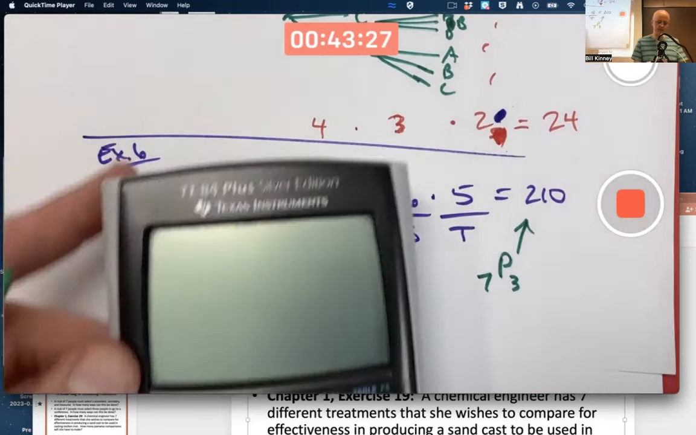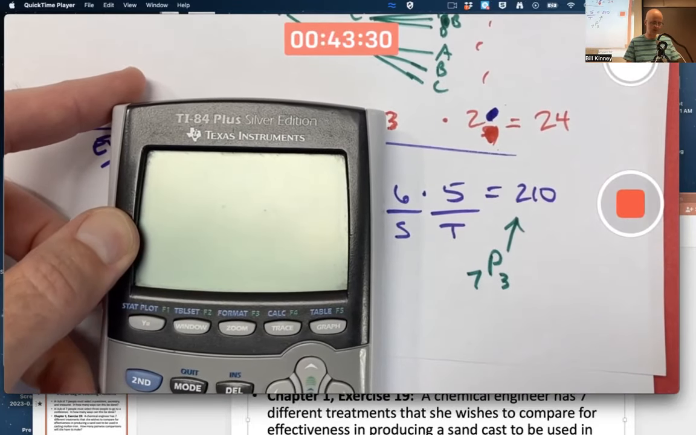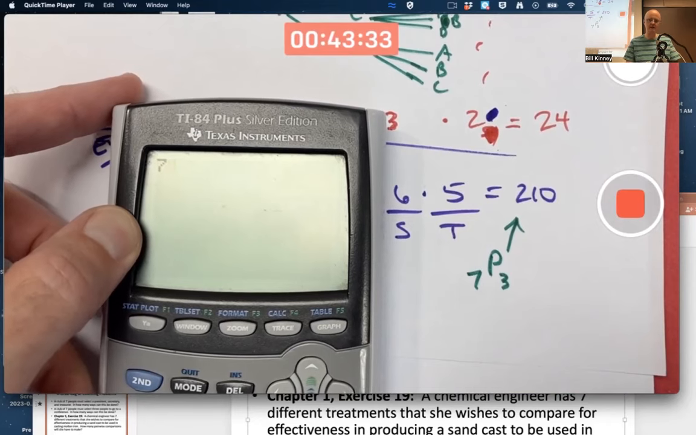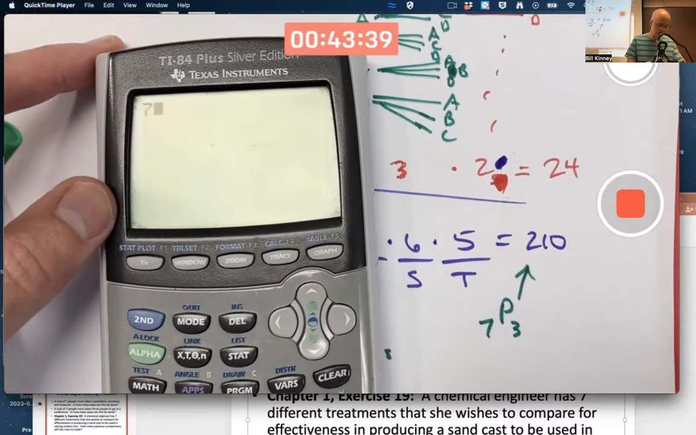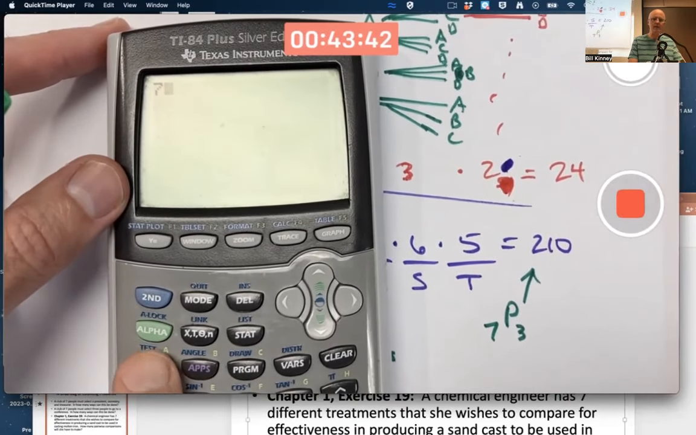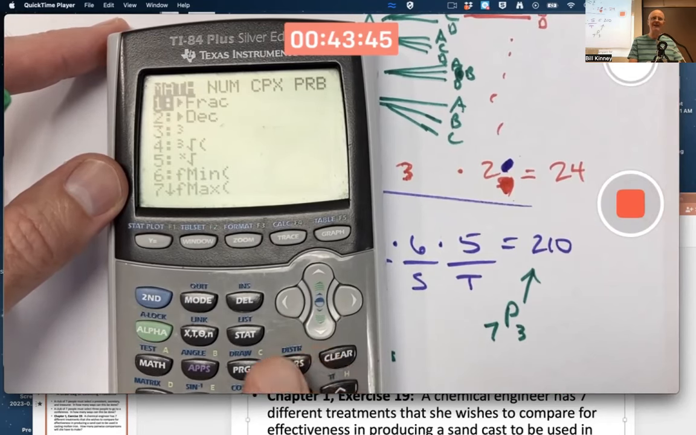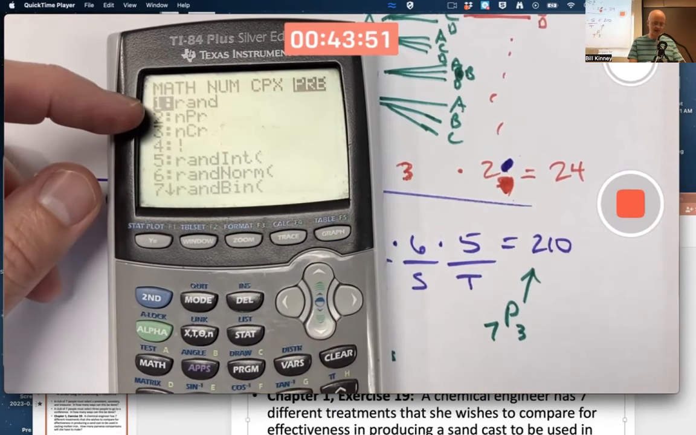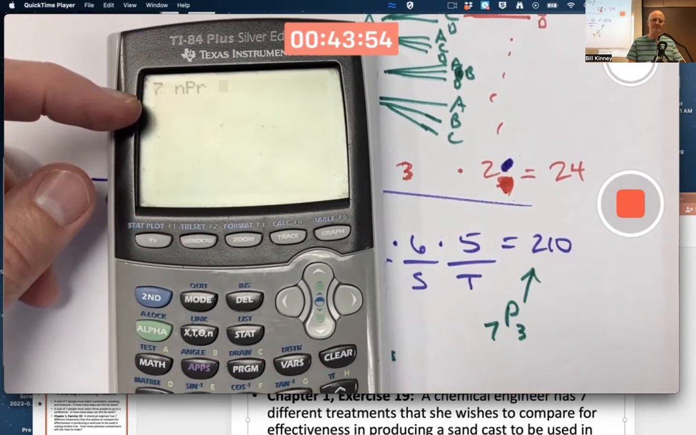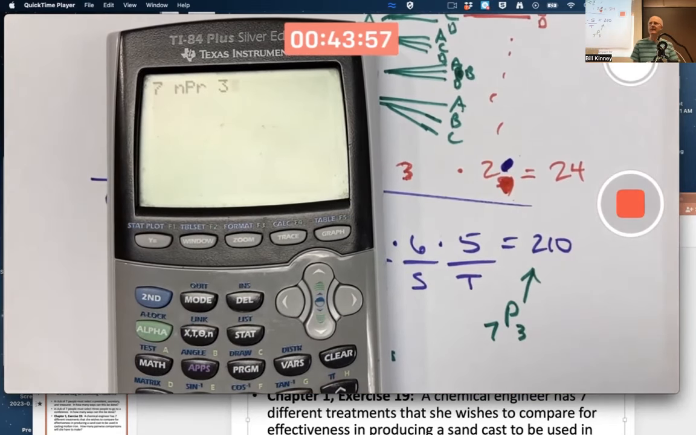And on TI calculators, here's how you'd confirm that. Type a 7. Then go to math mode, I believe it is. There's a math button right there. Math, go over to PRB for probability. And look, nPr. Then type a 3. This is doing 7P3, the number of permutations of 3 objects from a group of 7, which should be 210. Yay.